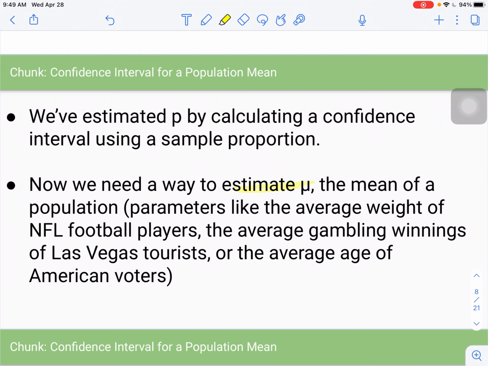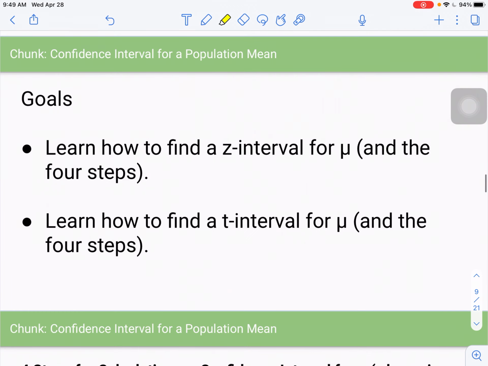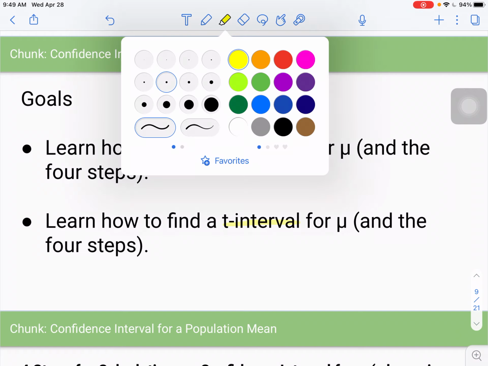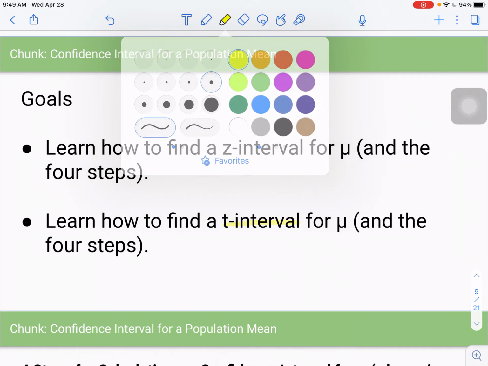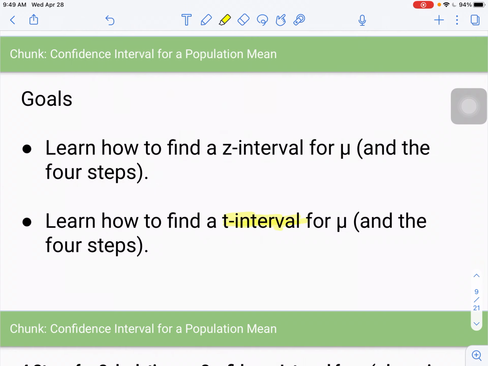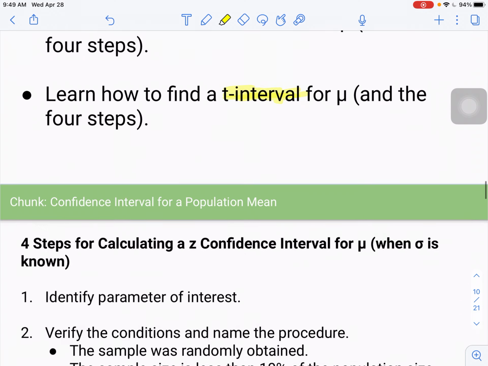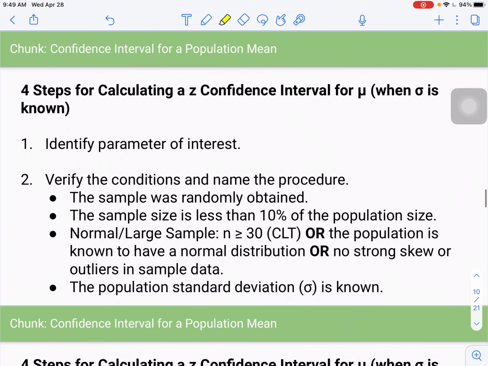using just a sample. All right, so a couple goals for today. We're going to learn how to find a z-interval for mu, and then the four-step process. And then we're going to learn how to find what we call a t-interval for mu. So that's a different kind of interval, a t-interval. We're going to learn about the t-distribution today, and then a four-step process to go with it. All right, so let's just jump right into the four steps for calculating a z confidence interval for mu.